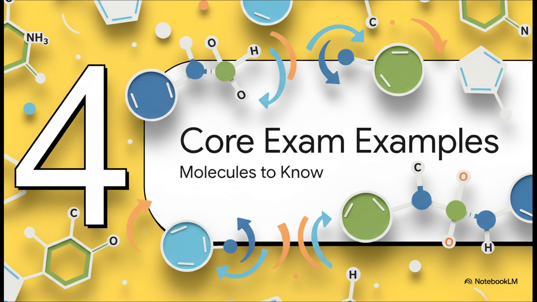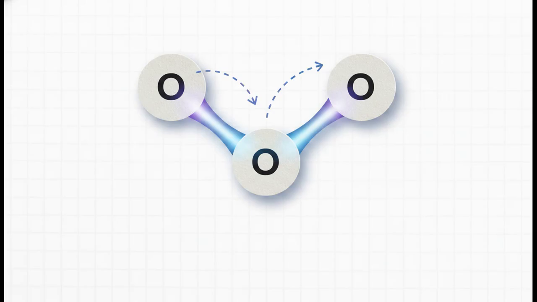You really shouldn't be trying to figure these out from scratch on test day. You should already know their quirks inside and out. First up is ozone, O3. This beautifully demonstrates how resonance creates equal bond lengths that sit right smack in the middle of a single and a double bond.